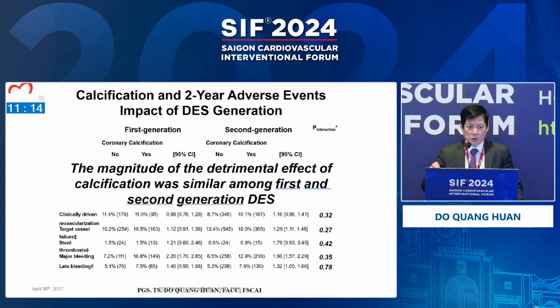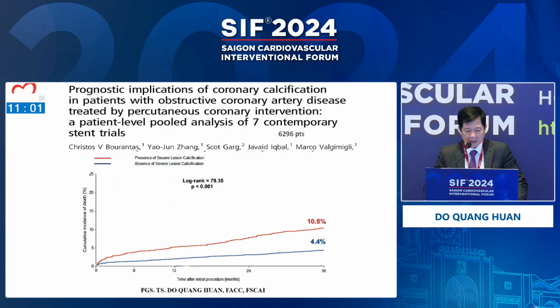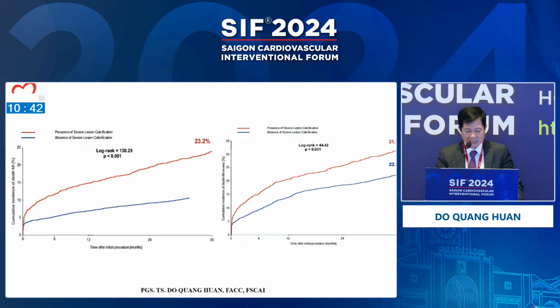And when we use the first or second generation of DES, the results are the same. It means that the calcified lesion impacts the result of PCI. The pooled analysis from 7 contemporary stent trials shows that if the patient has a calcified lesion, the cardiovascular death is double compared with the non-calcified lesion, and death, MI, and cardiovascular events are more frequent in the calcified lesion.